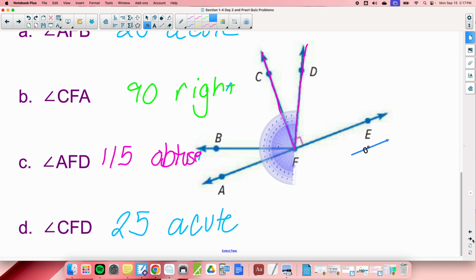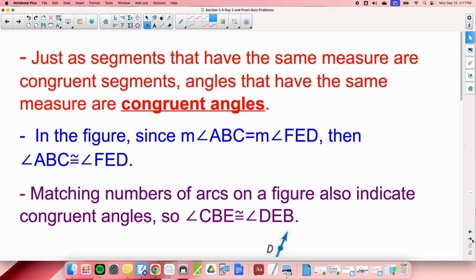Yeah. All right. Now we have one page left where we're going to talk about something new, but there's no example on this. So here's the deal. Do you remember learning the word congruent? What does congruent mean? Somebody said equal. Equal is correct. Same size, same length, same measure. Any of those are good.